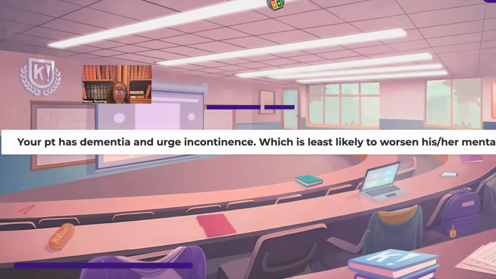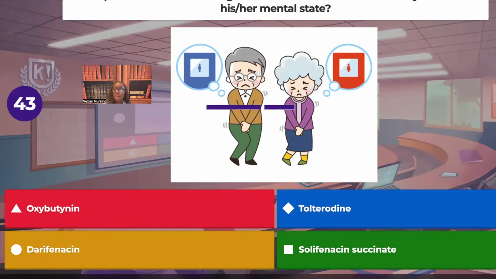Okay, your patient has dementia and urge incontinence. Which is least likely to worsen his or her mental state? You guys know I cannot pronounce drugs for the life of me. Okay, oxybutynin, tolterodine, darifenacin, or solifenacin succinate. Again, your patient's got dementia and urge incontinence. Out of all of these meds, which one is least likely to worsen his or her mental state?